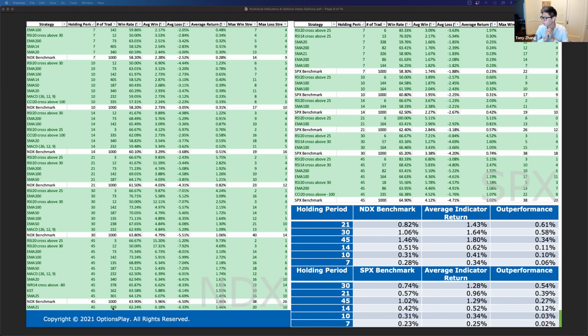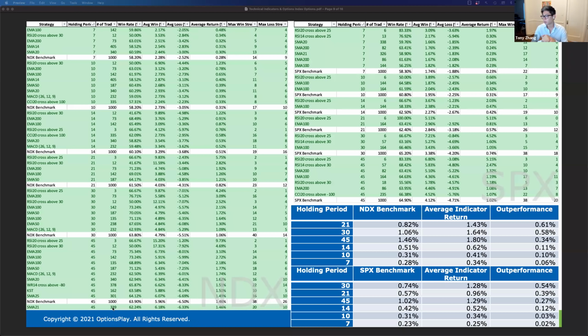For pretty much all holding periods, the RSI was the best performing indicator, but it generated very few signals. So I don't know that it's as useful for most investors. But when you do see that SPY or QQQ RSI 20-period go below 30 or go below 25, that is one of the strongest buy signals that you can have on the overall market.